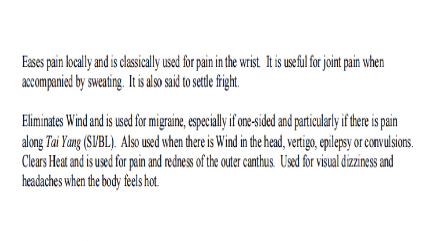GB4 eliminates wind and is used for migraine, especially if one-sided, and particularly if there is pain along Taiyang, the SI and bladder channels. Also used when there is wind in the head, vertigo, epilepsy, or convulsions. Clears heat and is used for pain and redness of the outer canthus, used for visual dizziness and headaches when the body feels hot.